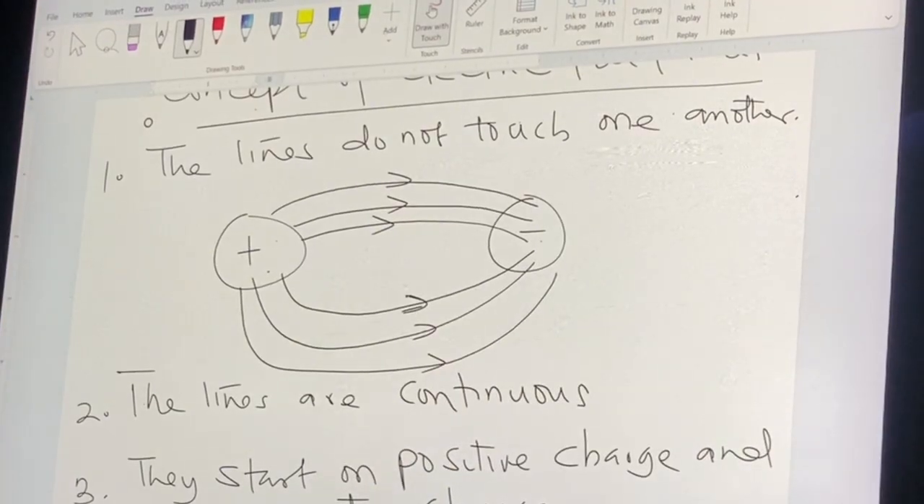So the last part here, please write: the electric field vector E is tangent to the lines of force at each point. The electric field vector E is tangent to the lines of force at each point.